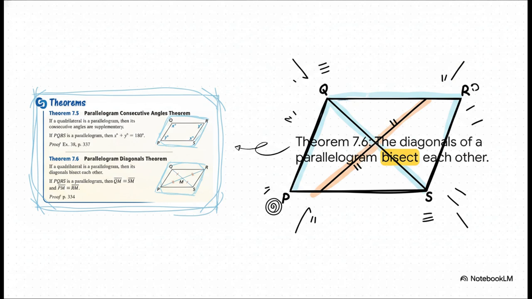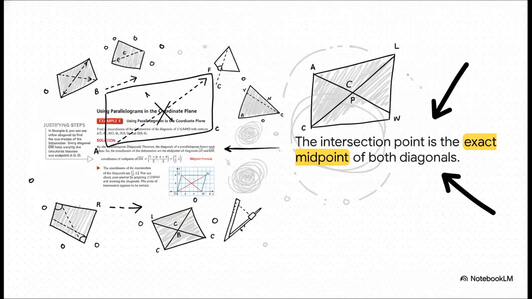They always bisect each other. Bisect is just a great geometry word that means to cut into two perfectly equal halves. So that point where they cross is the exact middle of both of those lines. And this property gives us a really cool shortcut. If you have a parallelogram on a coordinate grid, that intersection point is the exact midpoint of both diagonals. That means you can find the dead center of the entire shape just by finding the midpoint of one of those diagonal lines. Pretty neat, huh?